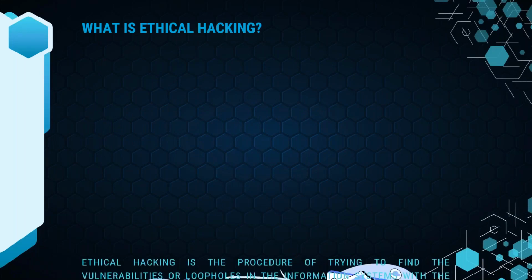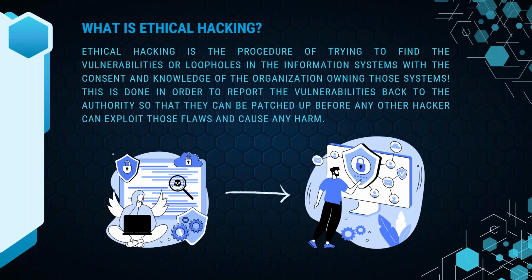To define ethical hacking, this is the procedure of trying to find vulnerabilities. This term, vulnerability, is something that will keep coming up a lot in the upcoming days. A vulnerability is a loophole, a flaw in the information system. With the consent of the organization, we try to find these flaws in the target organization and report them back. Once the vulnerabilities are reported, they patch them up so that no other hacker can exploit those flaws or cause any further harm.